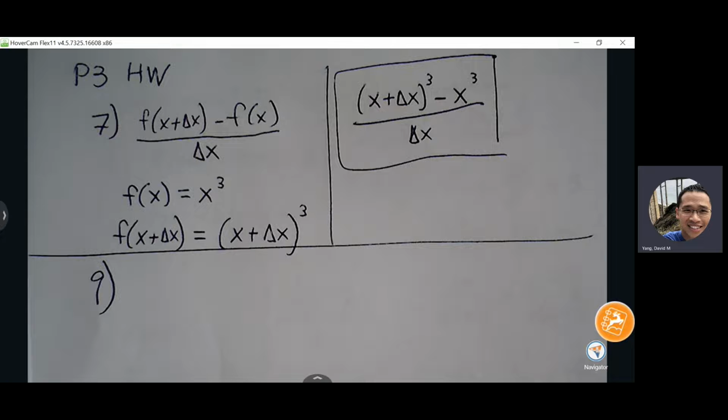Say that again, Phil? I said it's not an f of x, it's just x. Exactly. Delta x, we're only substituting something out of function notation, so it's only the numerator that needs to be replaced. Okay, number 9.